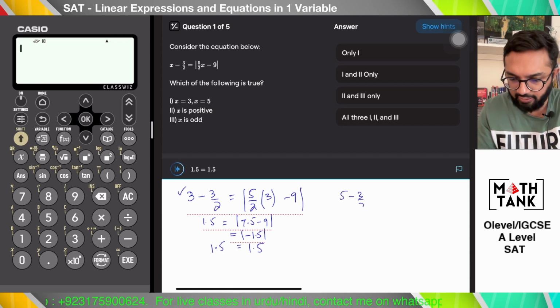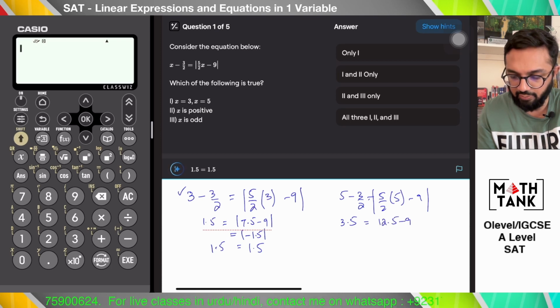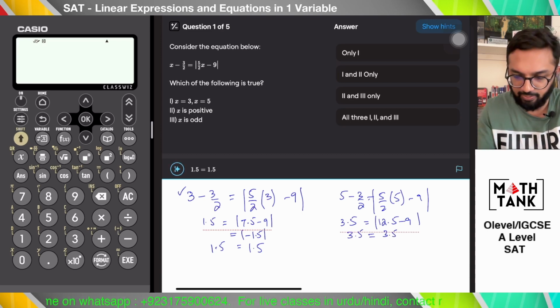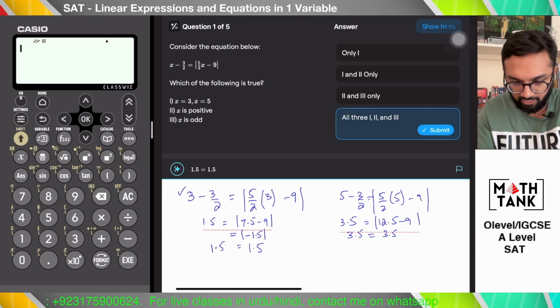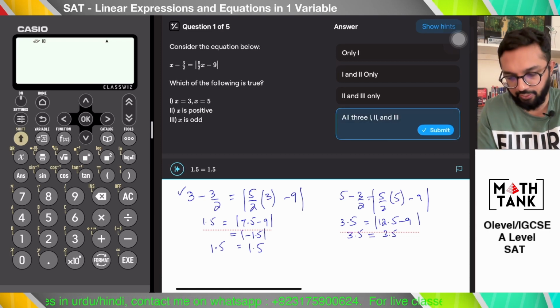5 should also be the correct answer because of the numbers that are involved. Okay, so 3.5 equals 12.5 minus 9. I get 3.5 from here as well. So a positive number inside a modulus means positive only. So all three, 1, 2, 3 are correct. X is positive, X is odd as well. All three are correct.